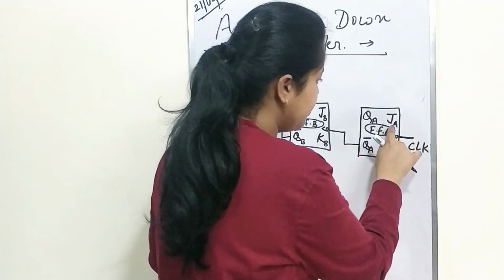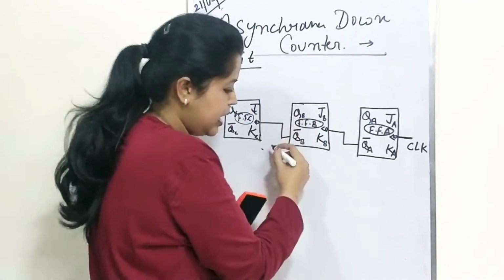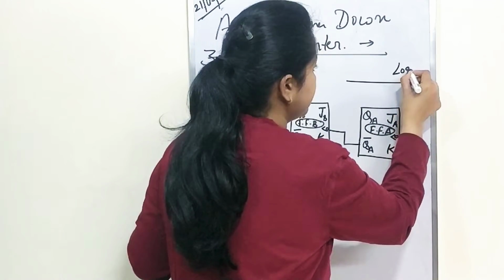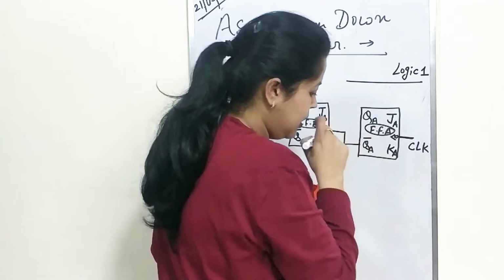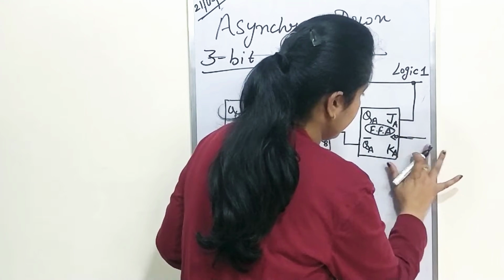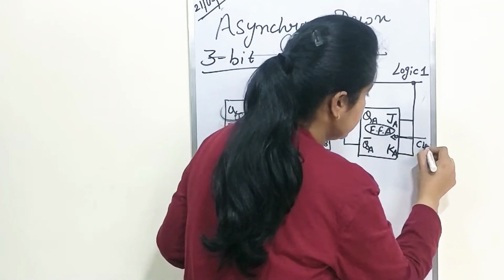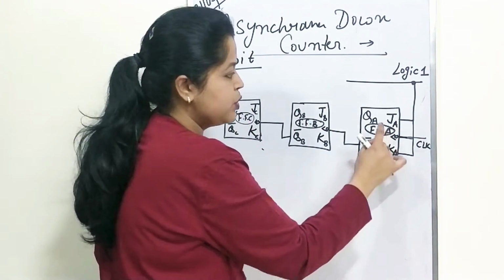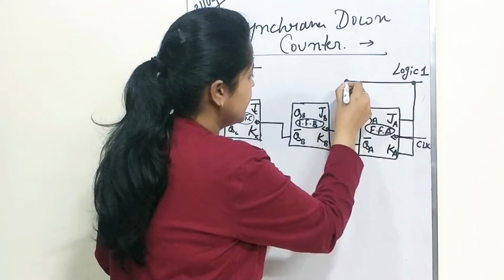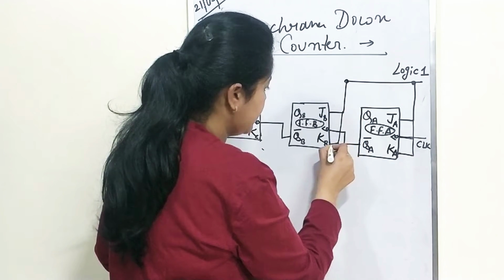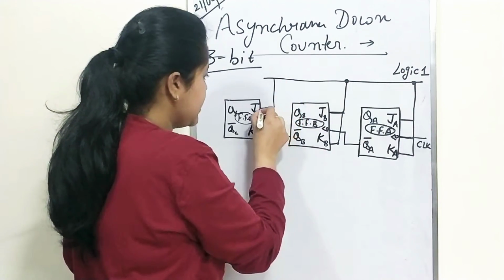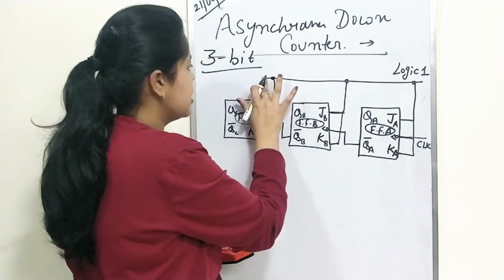Now what about their main inputs? That is JK, JK, JK. Here I am taking one logic which is set at binary number 1, logic 1. Now this logic is applied here for both the inputs. Flip-flop A has 2 inputs J and K, both are connected with logic 1. Similarly, for the second flip-flop, both the inputs JB and KB are connected with this logic. Similarly, JC and KC are again connected with logic 1.